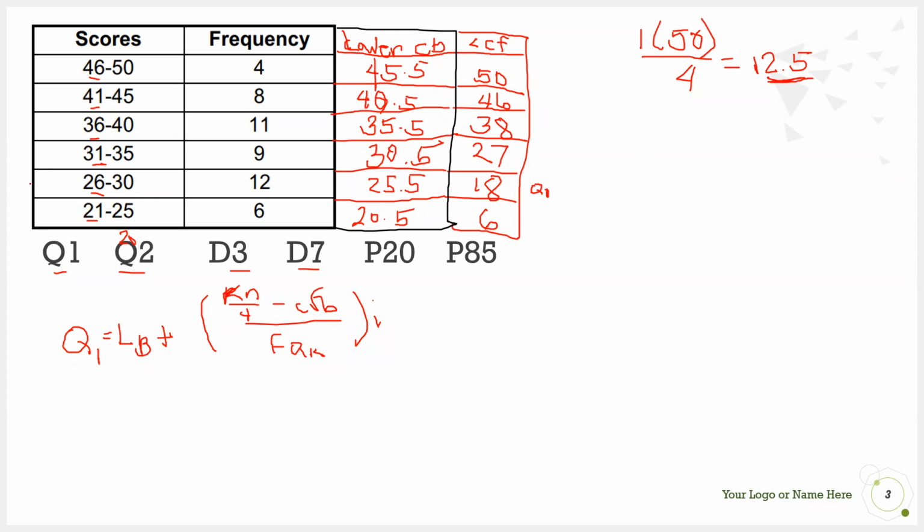So pwede na tayo mag-solve. Ang focus natin ay dito. Kasi nandito yung quartile 1. The first thing is LB. Ano yung lower boundary ng quartile 1? That is 25.5. 25.5. Plus, kopyahin mo lang ito. So that is 12.5. Minus, lower cumulative frequency. This is your quartile 1 which is 18. Nandun sa tapat ng 18. Ano yung nasa baba niya? Ano raw yung nasa baba ng 18?